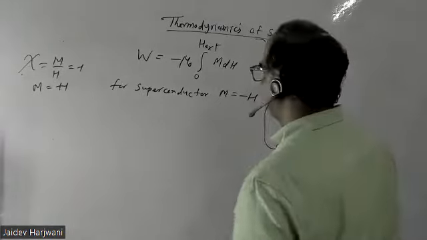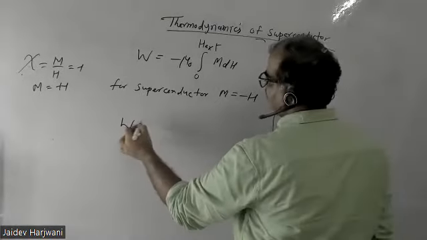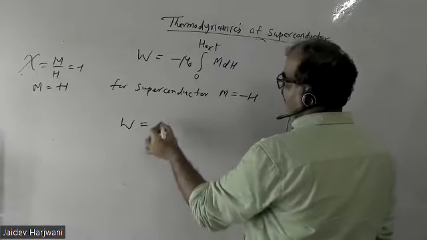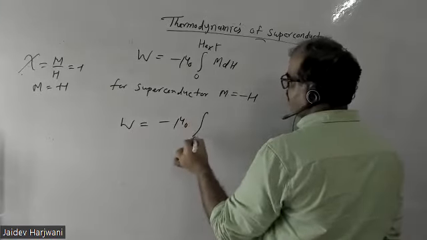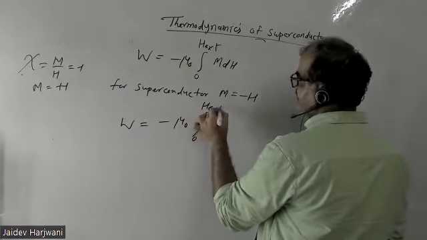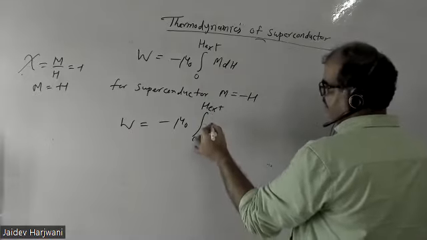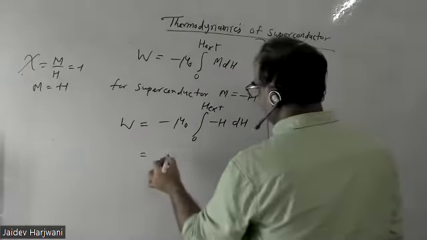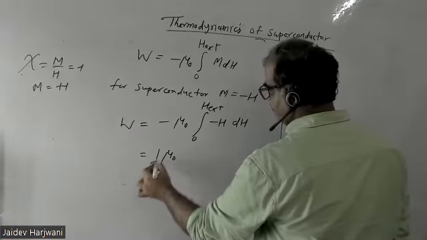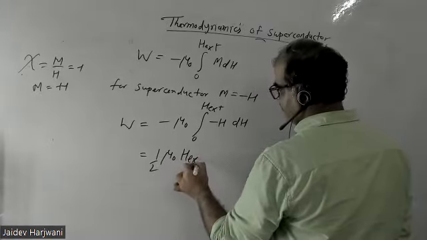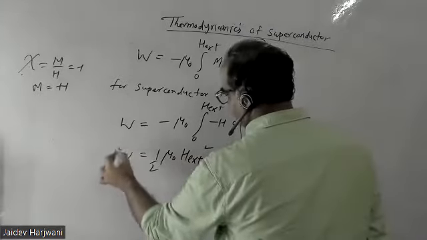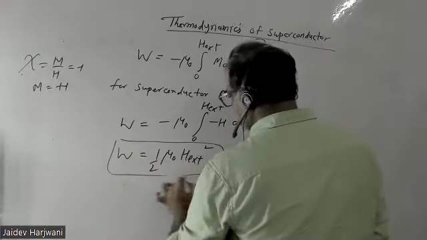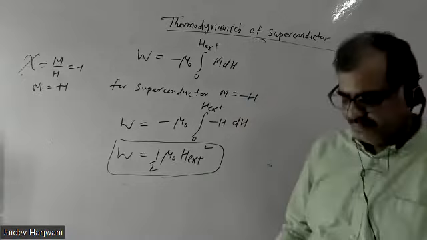Okay, so if you solve this one, this will give you what? W minus mu naught M dot H_ext. Put M equal to minus H here. This will give you H dH. If you solve this one, this will give you H_ext square. So this much work is done, so your energy will increase by this amount.